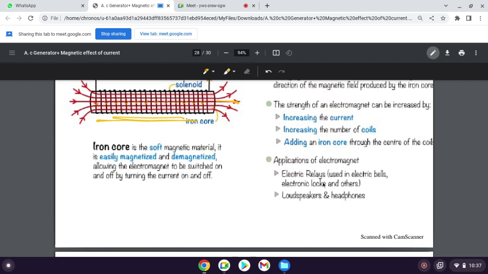So the applications of electromagnets: electric relays used in electric bulbs, electronic locks and others, loudspeakers and headphones. These are the best examples that show electromagnets, the best examples that we use in our daily life. Okay. Do you have any question here? No?